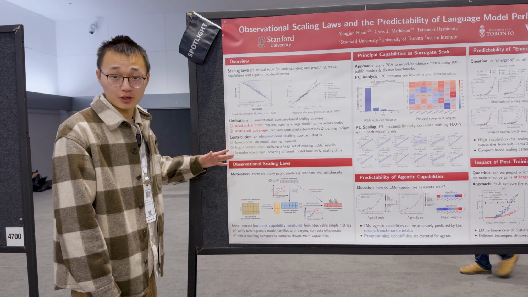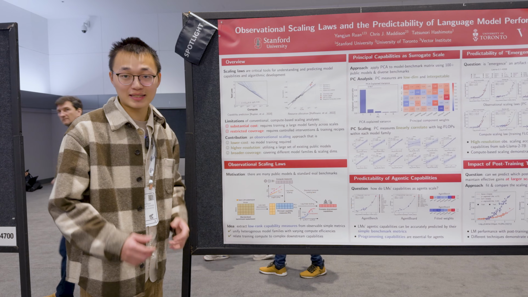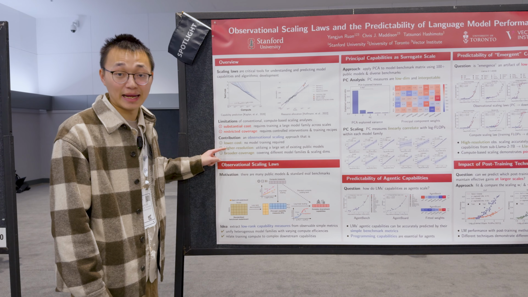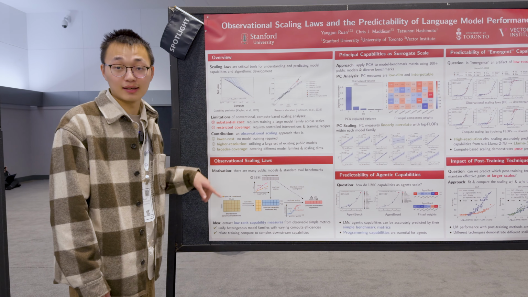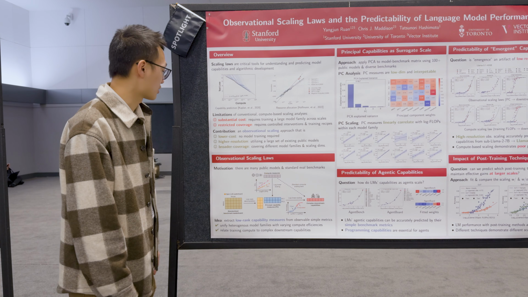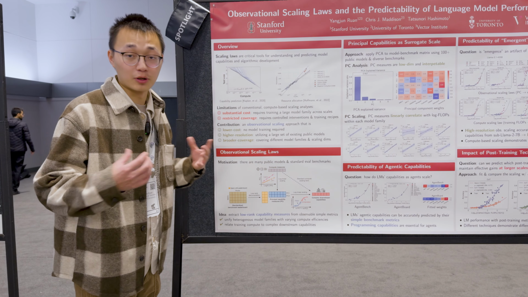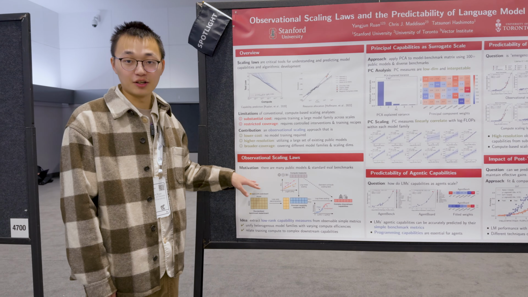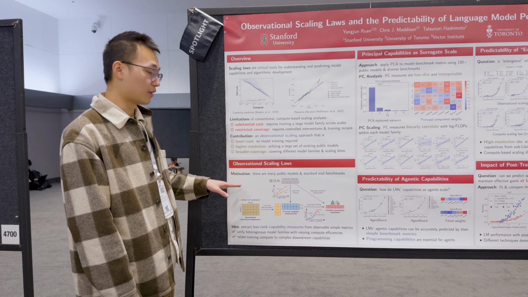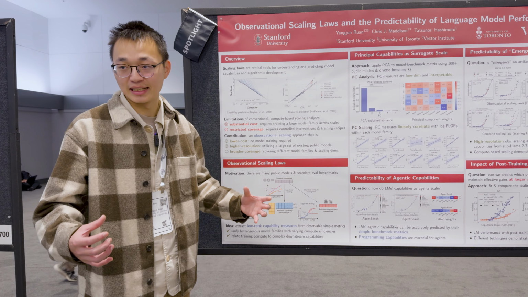So the key contribution of this paper is called observational scaling, where we can do scaling analysis without training any models, but just utilizing a large set of existing models, which enables us to do a very high resolution and a reliable scaling analysis. So the key motivation here is that there are a lot of existing models on Hugging Face. Can we actually just utilize them to do a scaling analysis?